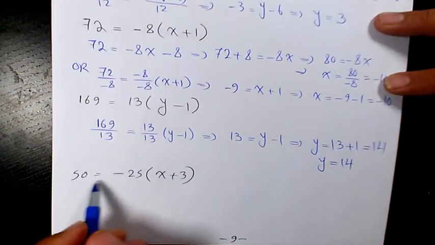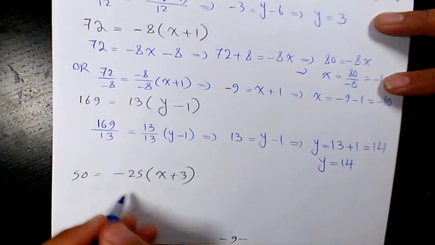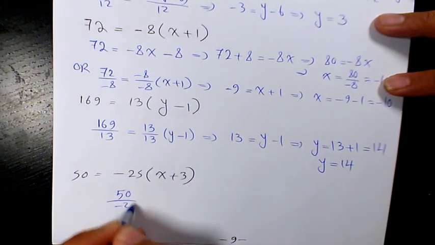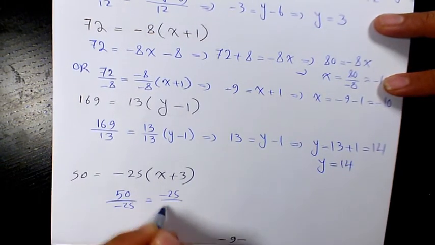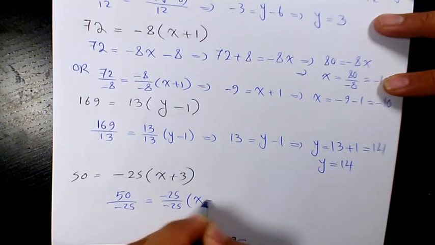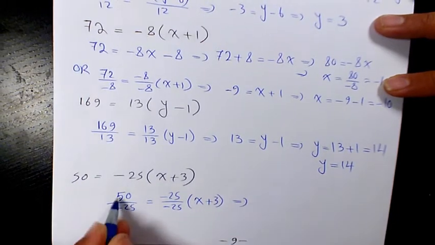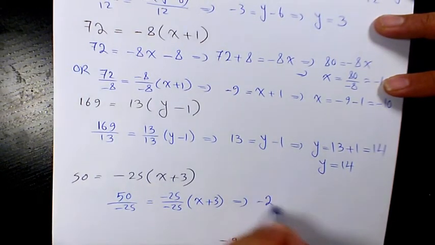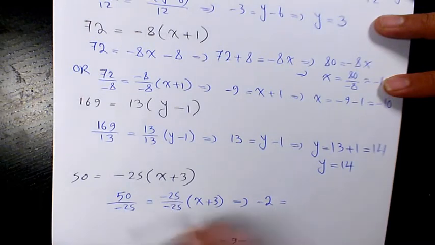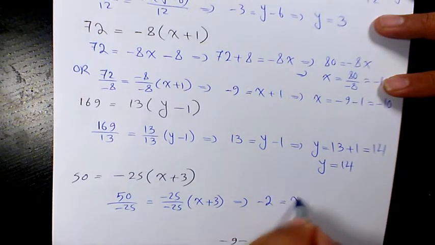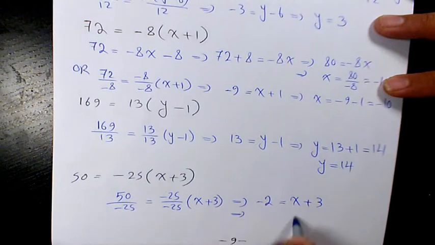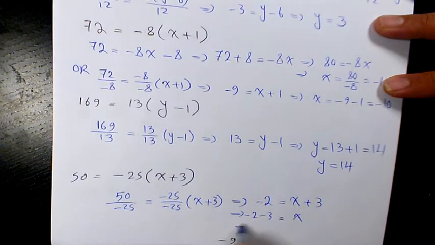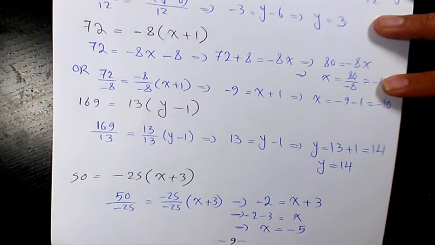Next one, 50 equals negative 25 times x plus 3. So divide both sides by negative 25. 50 divided by negative 25 is negative 2. Negative 25 divided by negative 25 is 1. So x plus 3. So we have x equals negative 2 minus 3, which means that x equals negative 5.